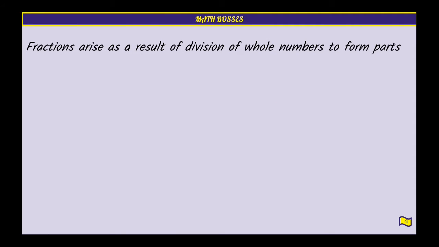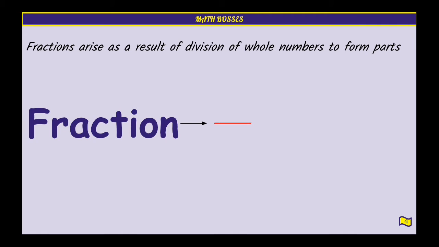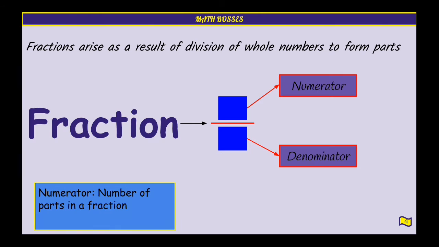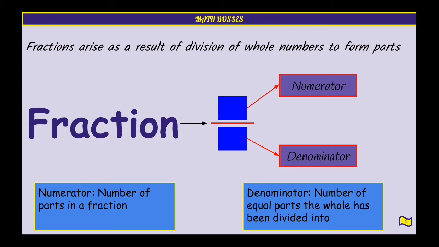Fractions arise as a result of the division of whole numbers to form parts, and these fractions always follow a certain format where a line is drawn and 2 whole numbers are placed one above and below the line. The number above the line is called the numerator, while the number below the line is called the denominator. The numerator represents the number of parts in a fraction, while the denominator represents the number of equal parts the whole has been divided into.